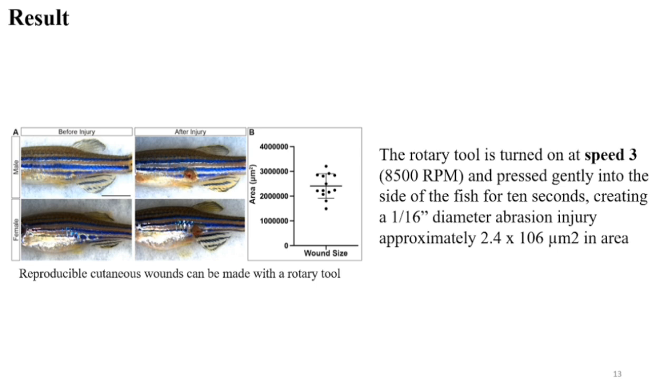The rotary tool is turned on at speed 3 to operate, which means it's 8,500 RPM, and pressed gently into the side of the fish for 10 seconds. When we operate on the fish, the authors operate on one side of the fish for every fish, and that creates a 1/16 inch diameter abrasion that is approximately 2.4 by 10^6 micrometers squared in area.